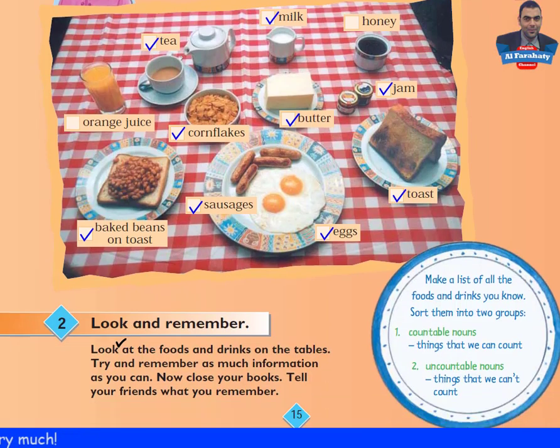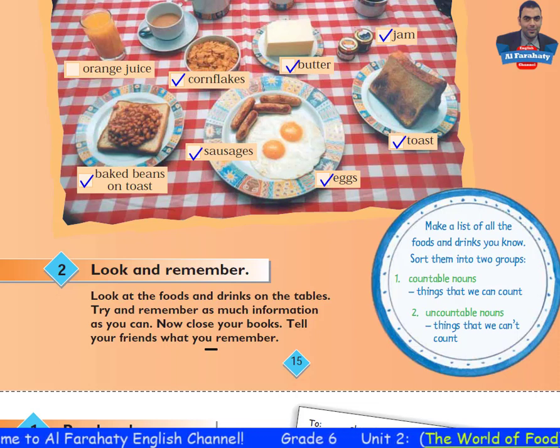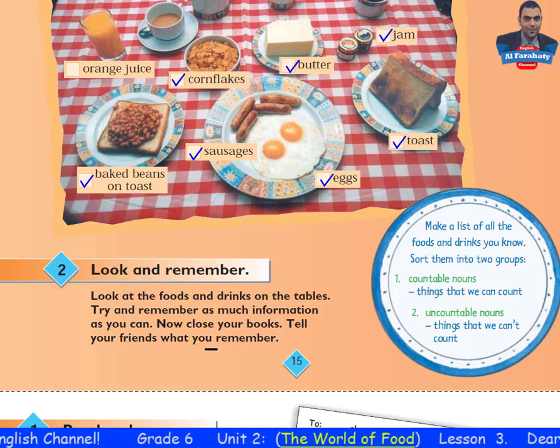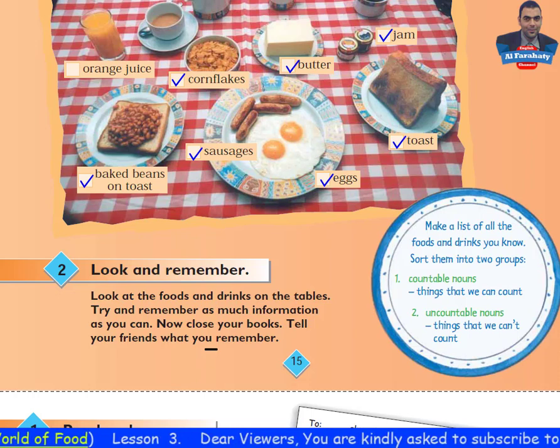Thank you. Activity 2. Here we have a simple activity. Look and remember. Look at the foods and the drinks on the tables. Try and remember as much information as you can. Now close your books. Tell your friends what you remember. This is a memory game. You can do this at home with your brothers and sisters.